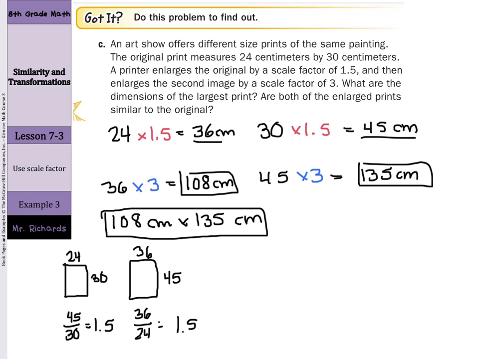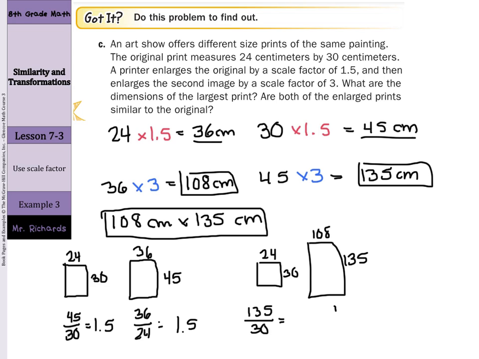What about the original, though, the 24 by 30, compared to our super enlarged image of 108 by 135? Well, again, if we compare these, the 135 over the 30 and the 108 compared to the 24, these simplify when you divide to 4.5. And so, since the ratio is the same, then we can say, yes, these are similar figures.